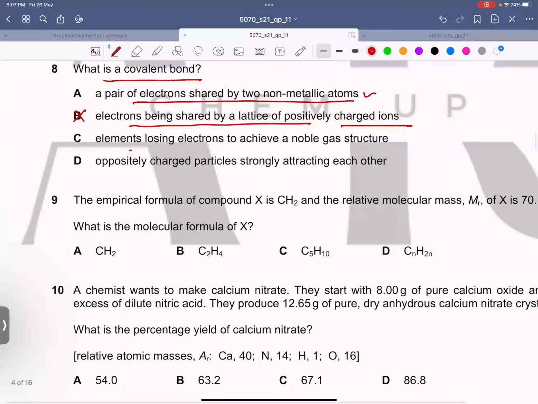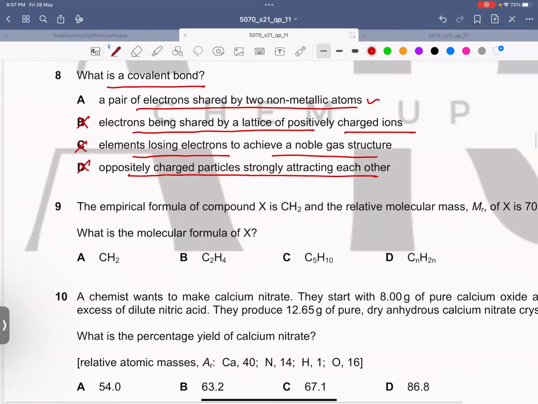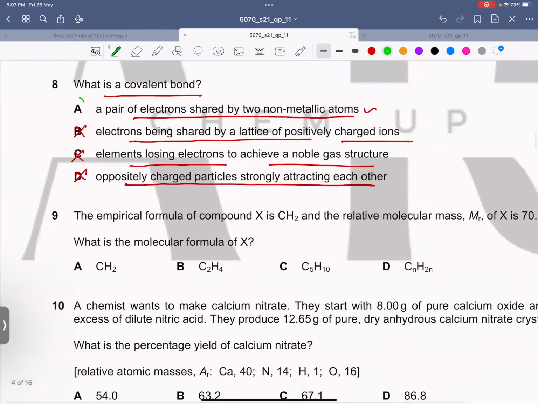It's wrong. Element losing electrons to achieve the noble gas structure. No. Oppositely charged particles strongly attracting each other. No, that is ionic bonding. So the correct answer is A only.